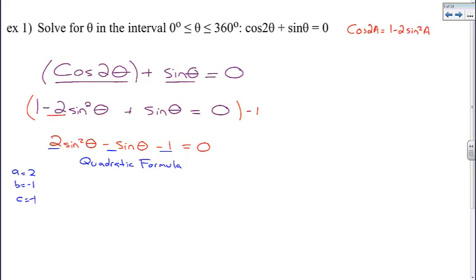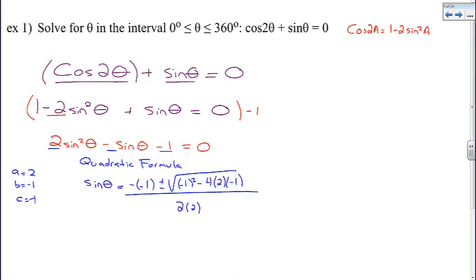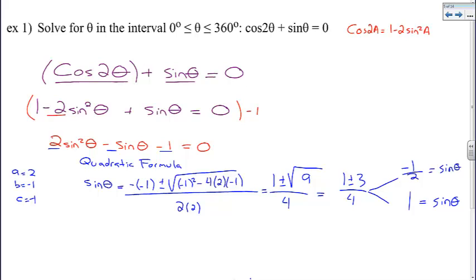quadratic formula anyway. To use the quadratic formula, find your a, b, and c. Write your quadratic formula out, negative b plus or minus the square root of b squared minus 4ac all over 2a, and plug in your values for a, b, and c. You should come out with two values for sine of theta. In this case, negative 1/2 equal to sine of theta, and 1 equal to the sine of theta.